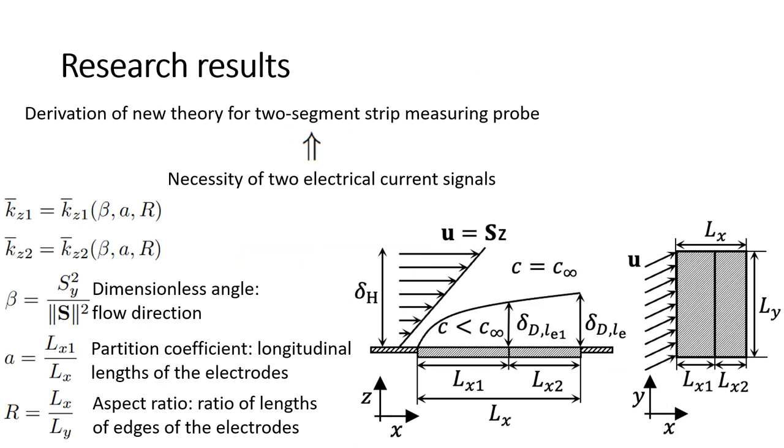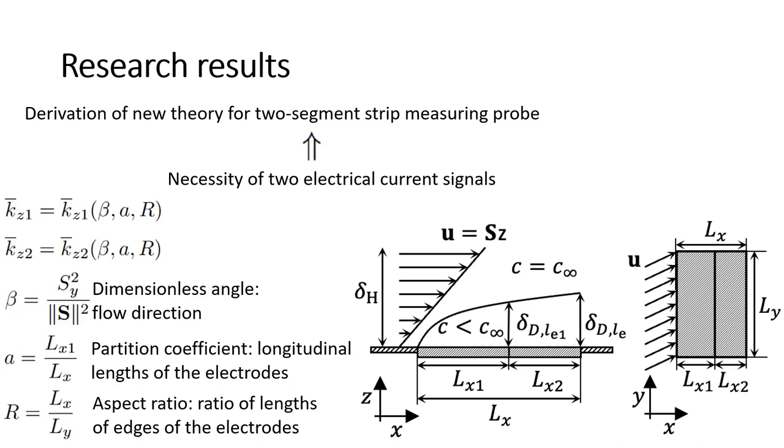So as the main results, we derived a new theory for the case of a two-segment strip measuring probe. Why two segments? Because we need two pieces of information. We need two electrical current signals, because two quantities are desired, and that is the direction of the flow and also the magnitude of the wall shear rate vector. This topic was also studied by Professor Wein and Professor Richter, but they only considered one known zero component of the velocity field vector. So now we are broadening this topic for the case of arbitrary flow direction. We are building on their foundations.